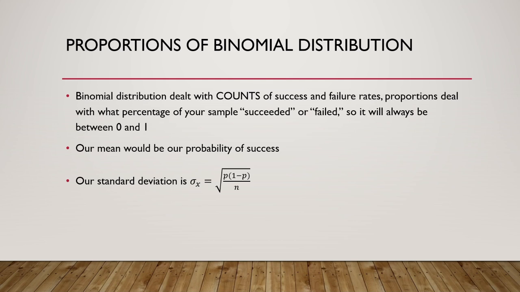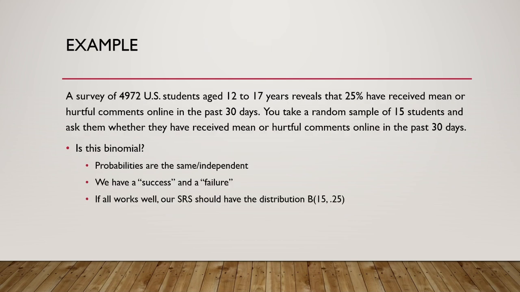So our mean is just going to be p here. If our probability is 0.25, then our mean is going to be 0.25, 25%. Our standard deviation is a little similar and a little different here. It's the square root of our successes times our failures divided by our sample size. That's going to give us our standard deviation for proportions.